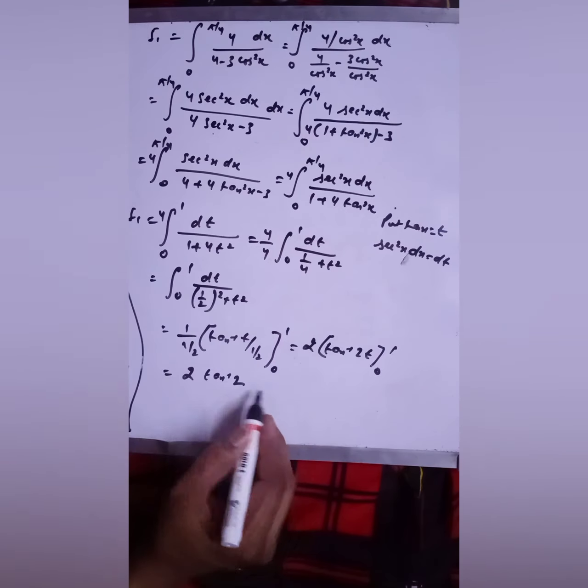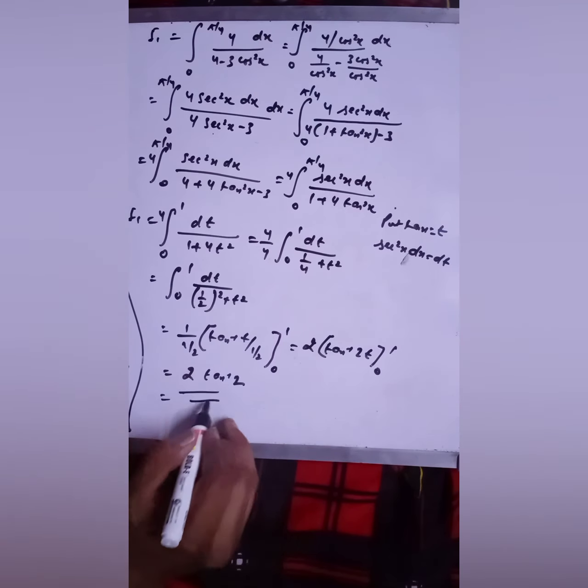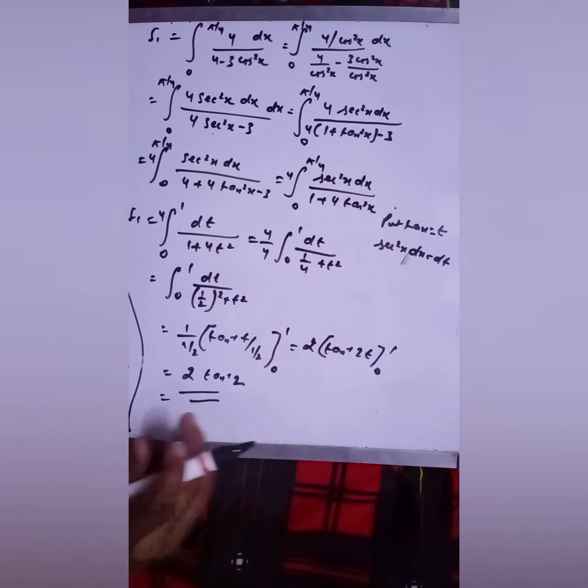So when you put 0, this is the required answer of this question. Now put this value in equation number 1 and you will get the final answer. Okay children, so this is how you can solve this question. So practice this question.